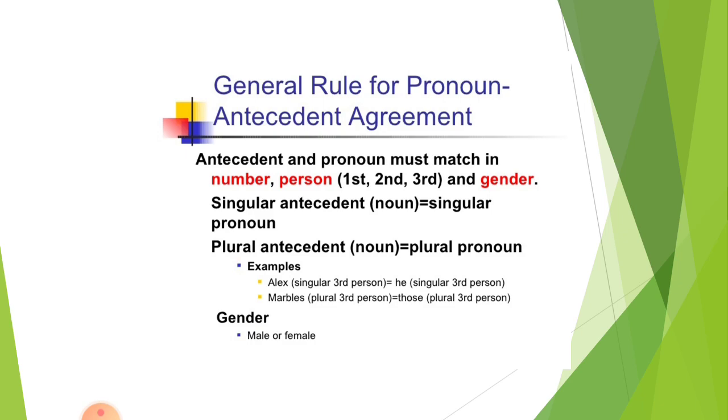If your antecedent is singular, your pronoun will also be in a singular number. If your antecedent is in plural number, then your pronoun will also be in the plural number. And if your antecedent, according to the gender, is a male, you will make use of the pronoun which is being used for the male. And if it is a female, you will make use of the pronoun which is being used for the female. Okay.